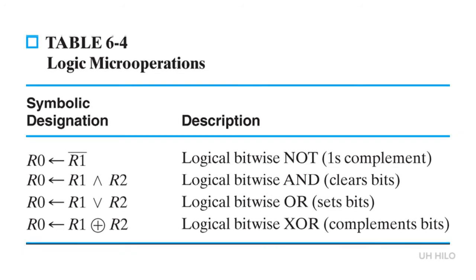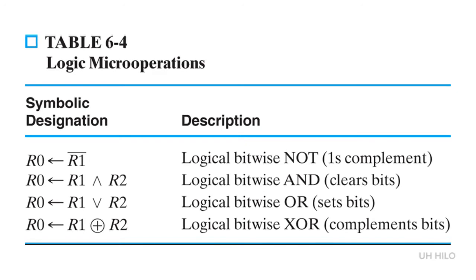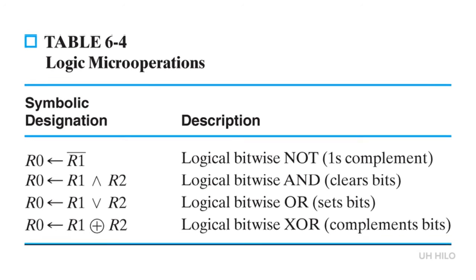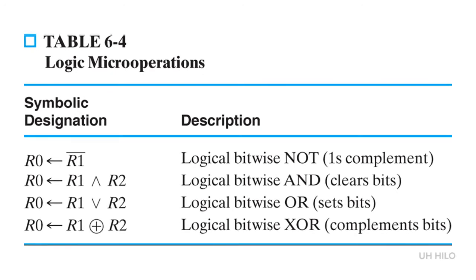The OR microoperation is used to set one or more bits in a register. The Boolean equations x OR 1 is equal to 1 and x OR 0 is equal to x tell us that when a variable is ORed with 1, it produces a 1. When it's ORed with a 0, it remains unchanged. We can also use this as a masking operation to cover up certain bits we don't want to consider.